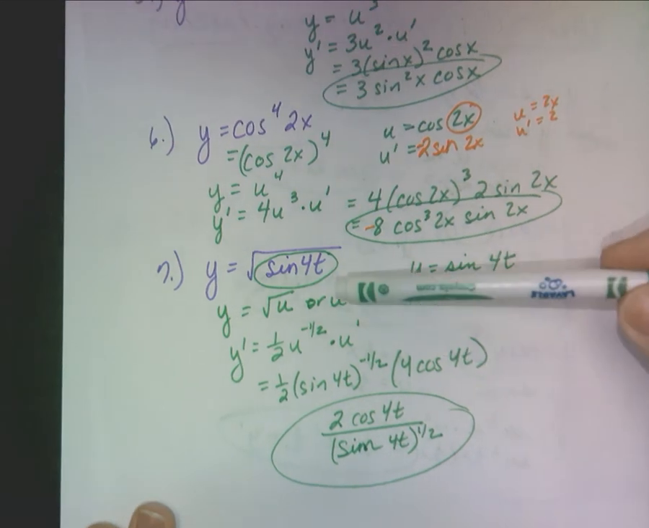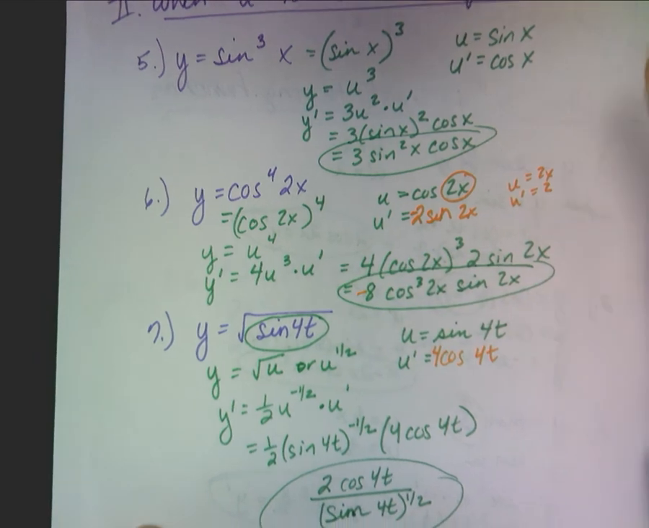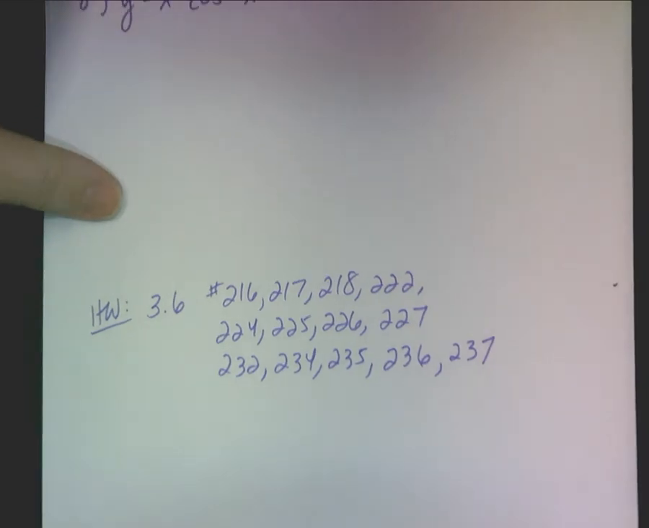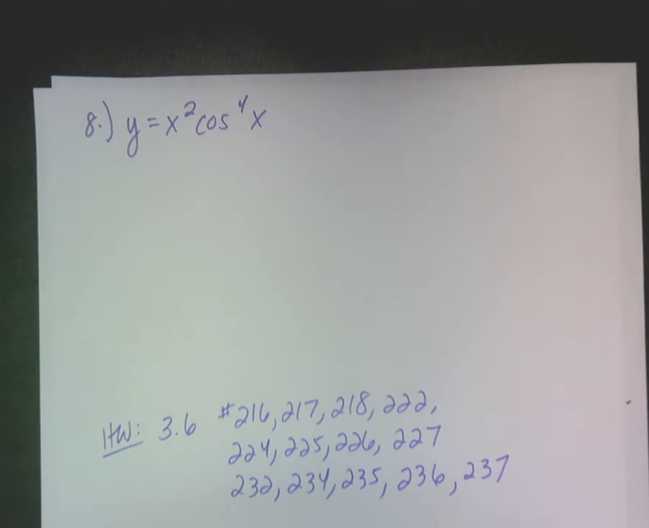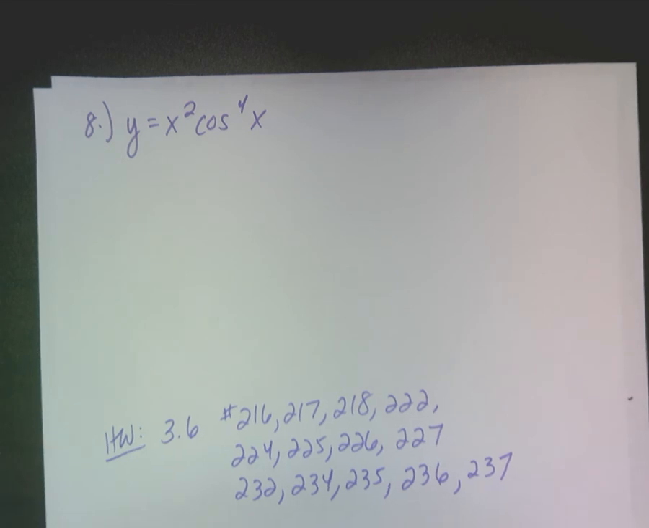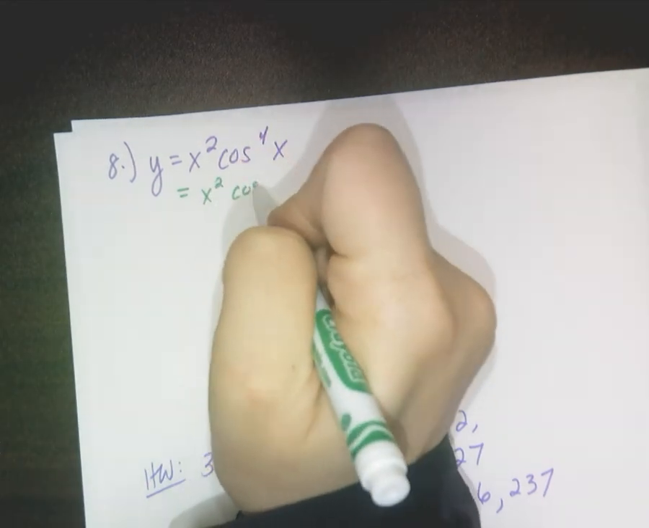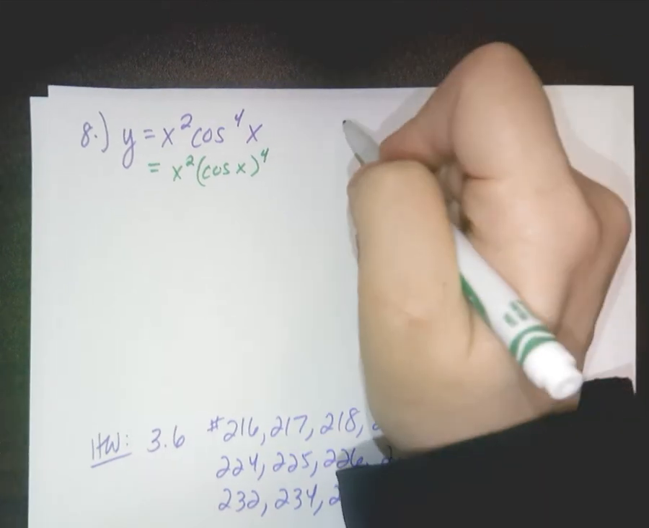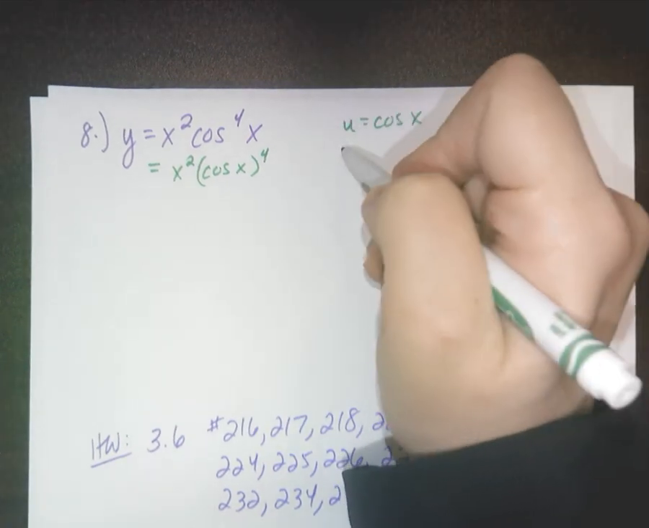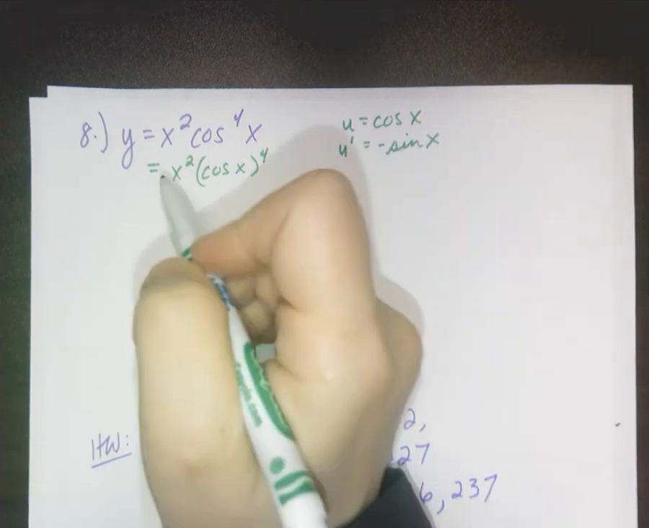Again, if you need to go back and look at these, you need to see that there is almost like a double derivative, what's called a nested derivative. All right, one more problem. X squared cosine to the 4th x. This is going to lead us into what we're doing tomorrow. So notice something. This would be rewritten as x squared cosine x to the 4th. So my u is cosine x. My derivative is negative sine x. Not hard.